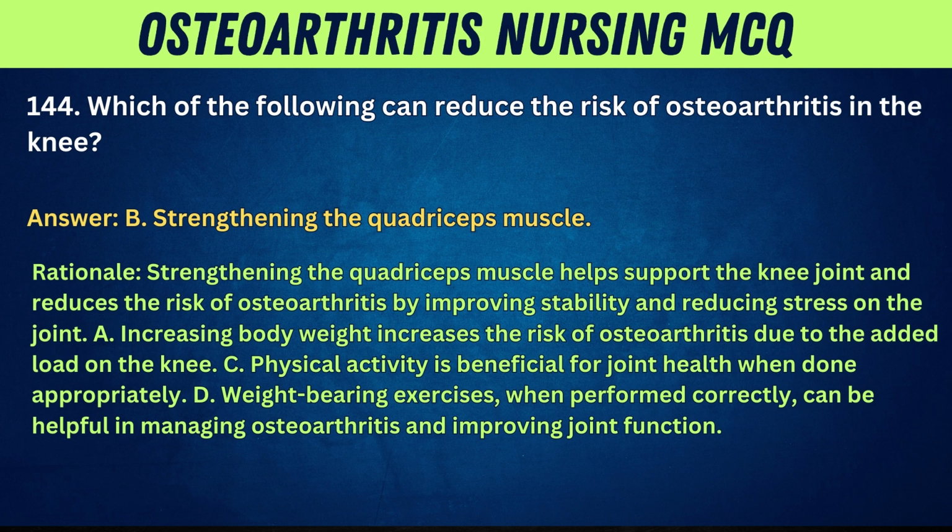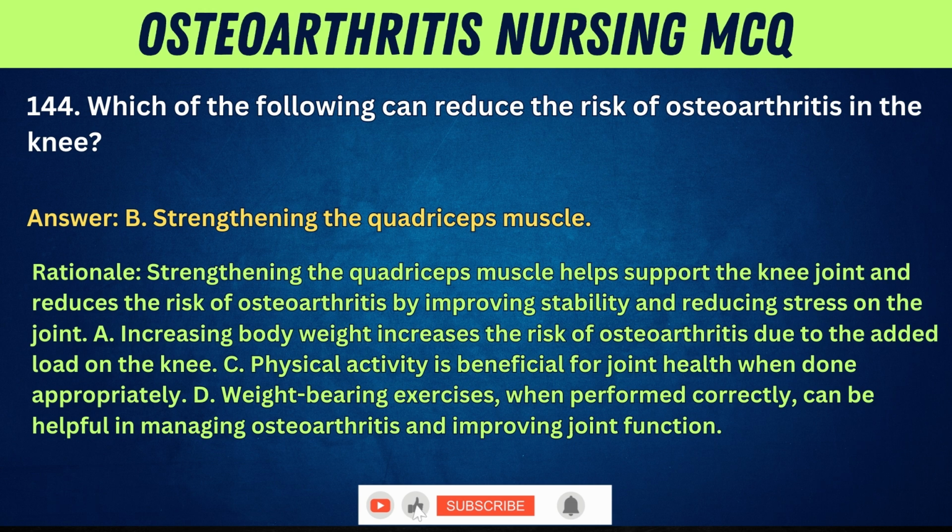Rationale: strengthening the quadriceps muscle helps support the knee joint and reduces the risk of osteoarthritis by improving stability and reducing stress on the joint. A. Increasing body weight increases the risk of osteoarthritis due to the added load on the knee. C. Physical activity is beneficial for joint health when done appropriately. D. Weight-bearing exercises, when performed correctly, can be helpful in managing osteoarthritis and improving joint function.